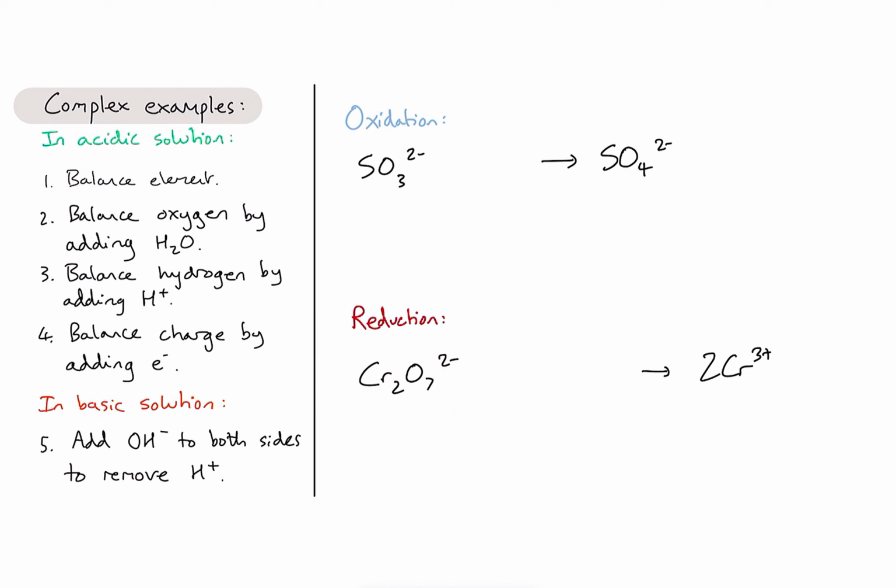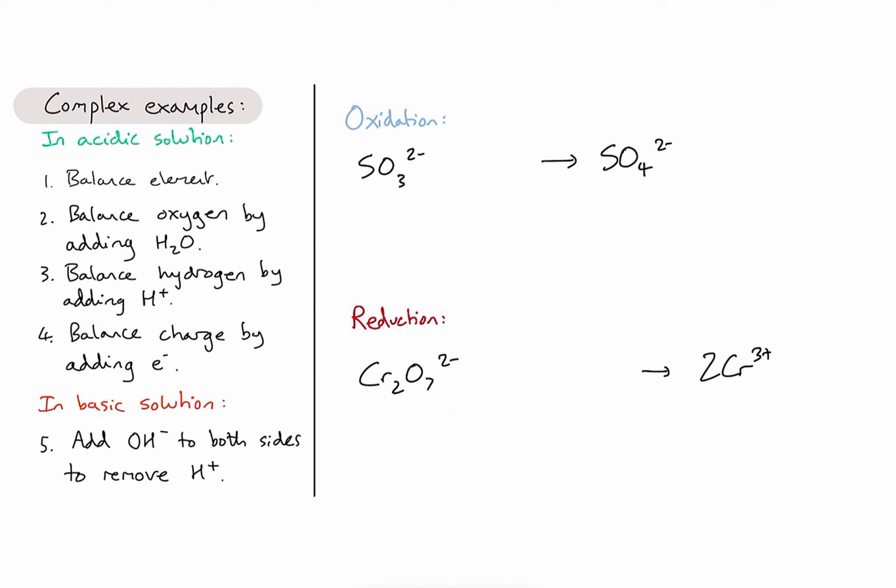So to start with, let's have a look at the oxidation half equation at the top, where my sulfite ion is becoming a sulfate ion. What am I going to do first of all? We need to balance the interesting element, ignoring oxygen or hydrogen at this stage. So let's look at sulfur first. I can see I've got one sulfur on the left of my equation and one on the right. So that first step is complete already.